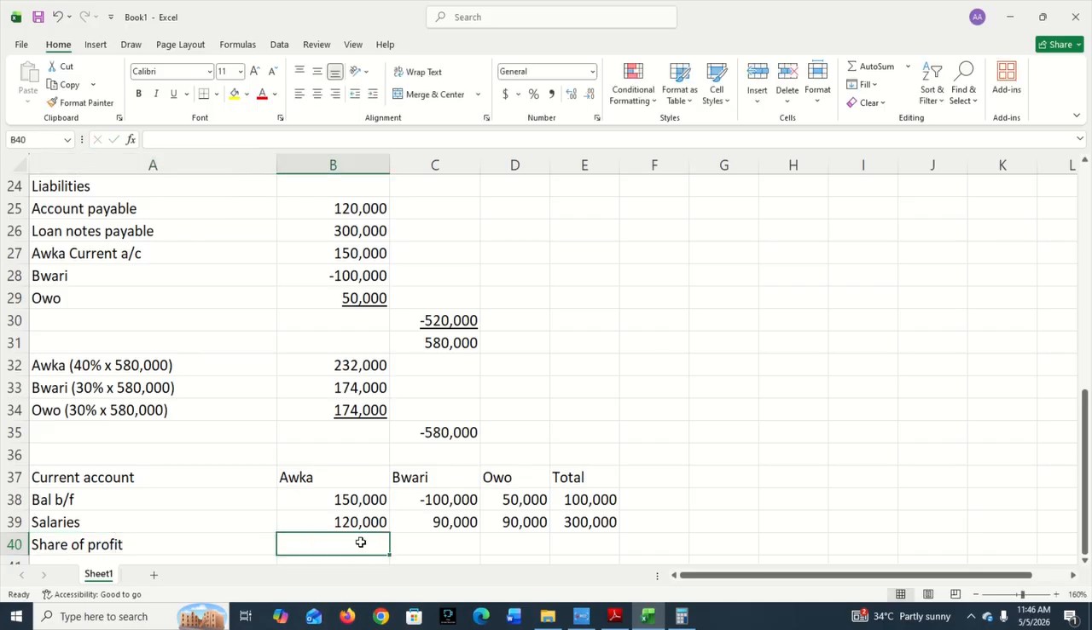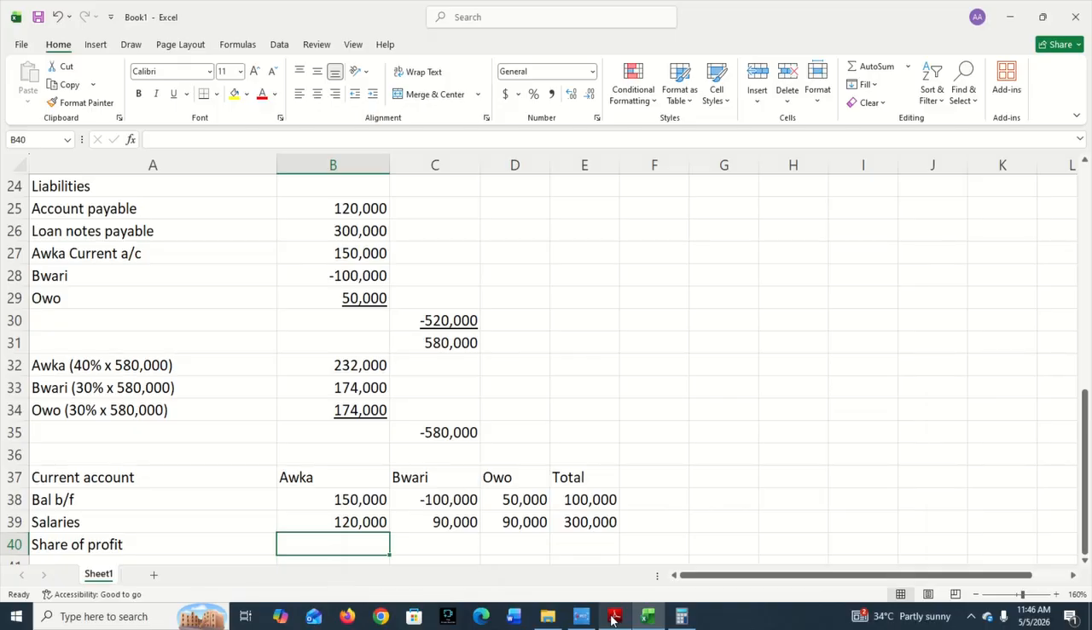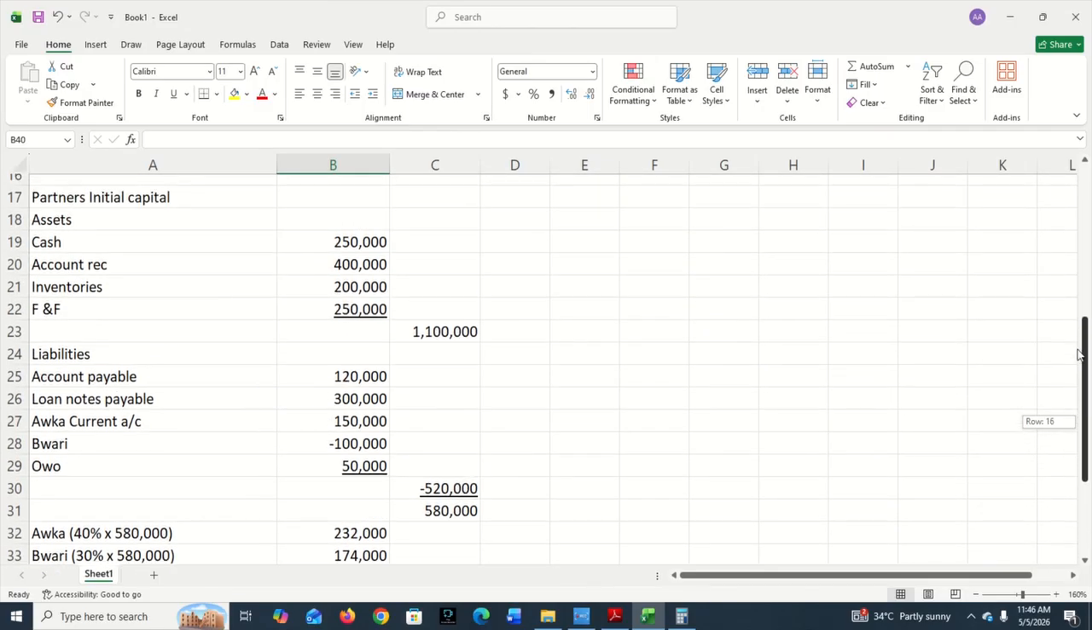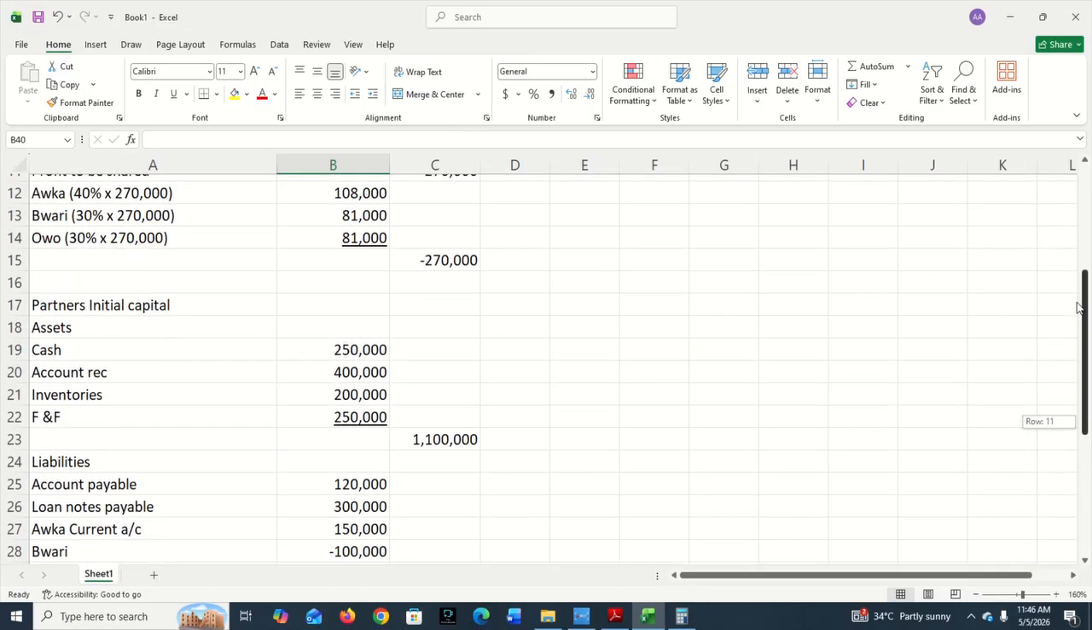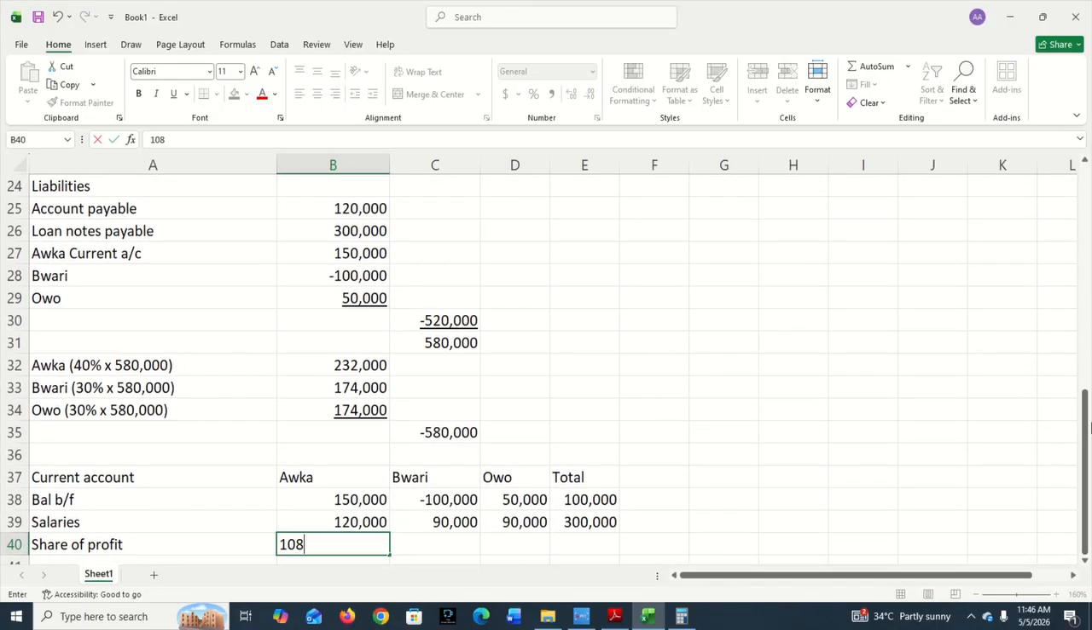Share of profit. Okay. So share of profit is going to be how much? Let's check. Their share of profit would be, okay. So yeah, we did that. They are the ones we allocated. So let's go. Where is that question we solved? So share of profit is how much? 108, 81, 81. So let's put that. 108,000, 81,000, and another 81,000. So making a total of how much? Making a total of 270,000.